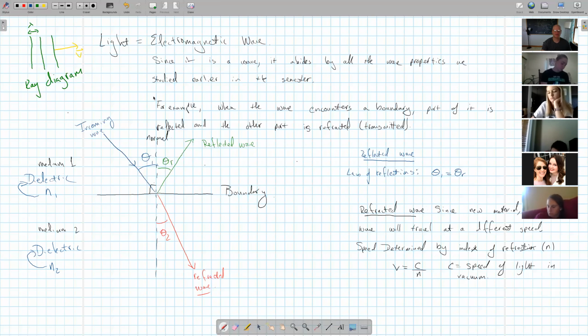So the different mediums again have different dielectric constants, and those different dielectric constants will give rise to what we call an index of refraction. So the index of refraction comes from the fact that the wave is now moving within a dielectric.